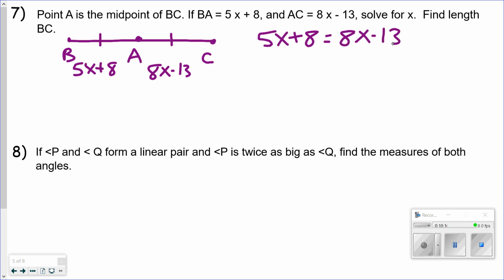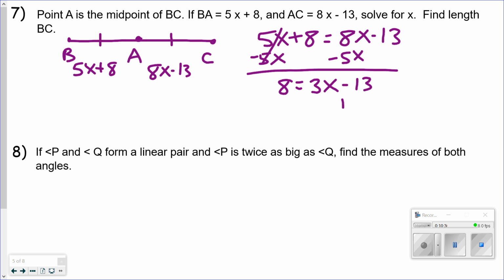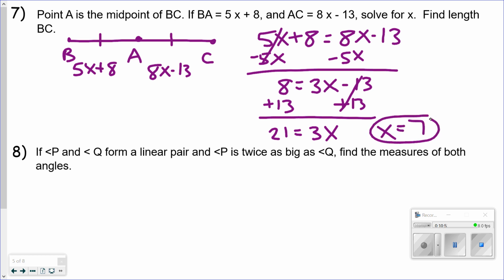All right, once again, that's all the geometry that you've learned. From here on out, it's just algebra. So combine your like terms. So let's move this guy over, get our x's on one side. When I do so, 8 is equal to 3x minus 13. Add 13. Add 13. All right, and we're left with 21 is equal to 3x. Divide by 3, we get x is equal to 7.